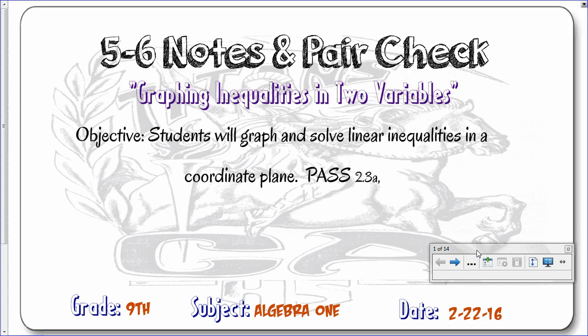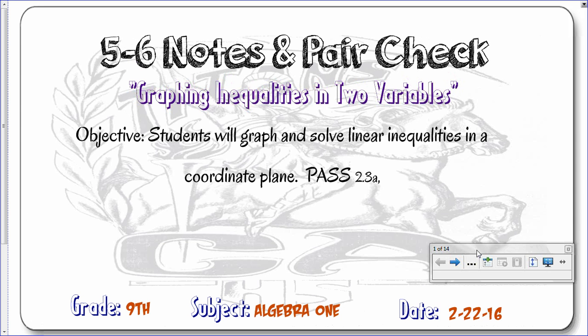Okay, 5-6 notes of pair check. We're going to graph inequalities with two variables. Have we done something similar to this? Yeah, that's all we've been doing here, guys. Been graphing lines for the last couple of weeks. The difference here is instead of having an equal sign, it's going to have an inequality. We're still going to write it in what form? Instead of having an equal sign, we're going to have an inequality.